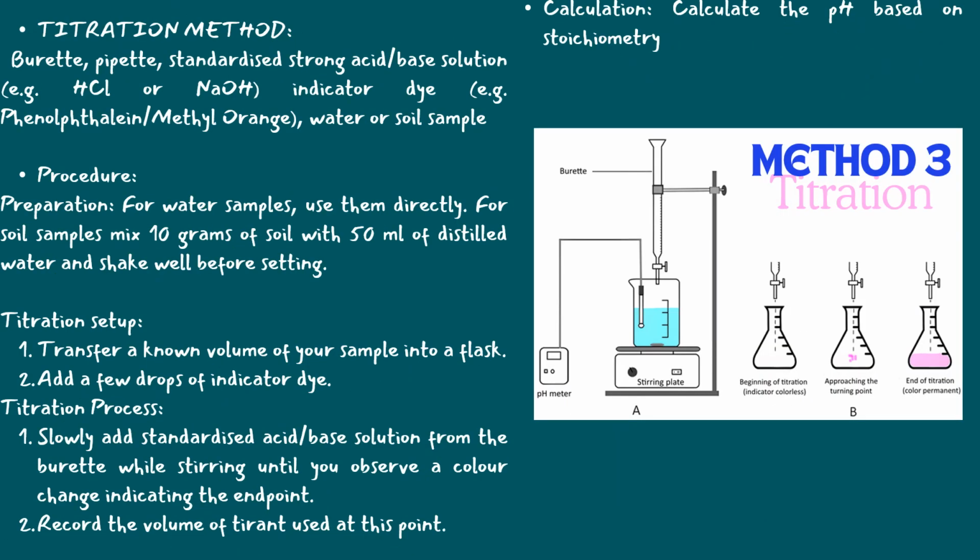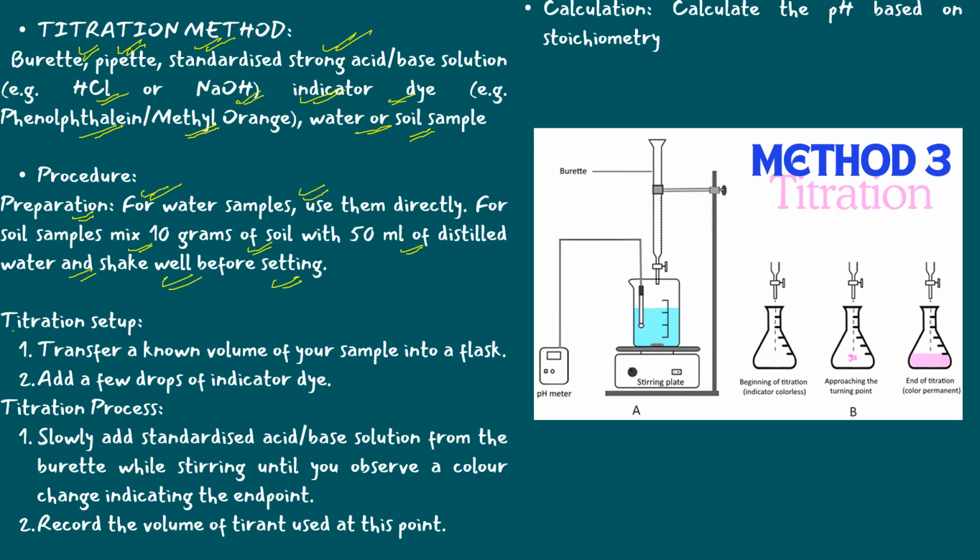What we will do in the titration method, we will use a burette, pipette, standardized strong acids and bases and solutions like HCl and NaOH, and an indicator dye, like phenolphthalein or methyl orange. Water or soil samples are also needed. For the procedure, for a water sample use it directly. For a soil sample, mix 10 gram of soil with 50 ml of distilled water and shake well before settling.